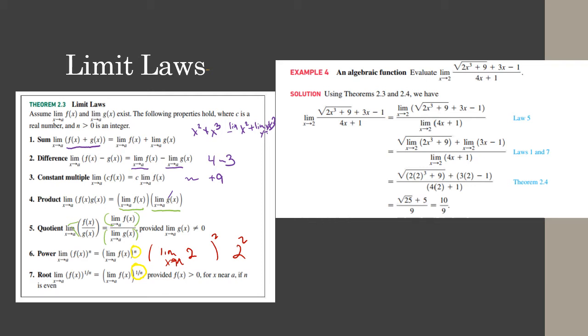So let's take a look at this. We've got this fun function, numerator, denominator. We apply the limit to the numerator and the denominator. That's our quotient law. And then within the numerator, we have two separate functions up here. This under the radical, and then we've got 3x minus 1. So we separate those out and take the limit of each of those. And in the denominator, we just have one function, but we can take the limit.